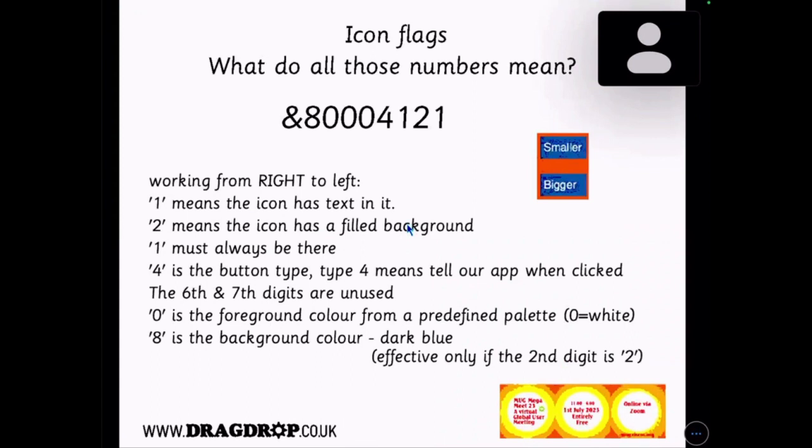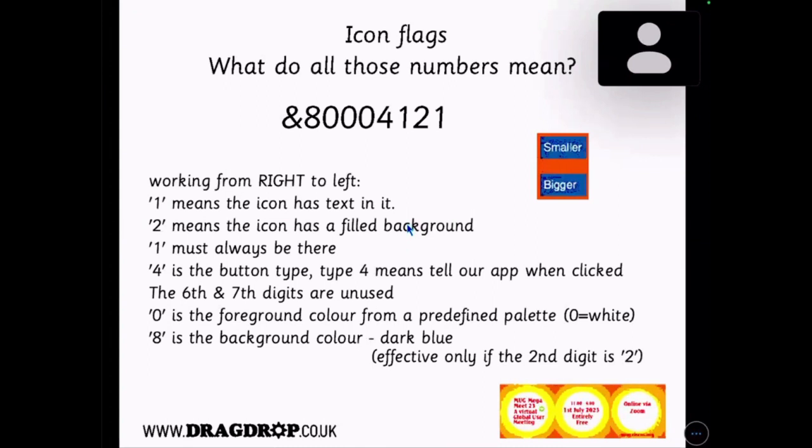Well, those icon flags, or as I say, just think of them as 8 digits, starting from the right hand side. The number 1 right on the extreme right there means the icon has text in it. If you wanted a picture, a sprite in the icon, then you would give a different number, but we're not doing pictures here. That's a subject for another day. So for now, that just is 1.